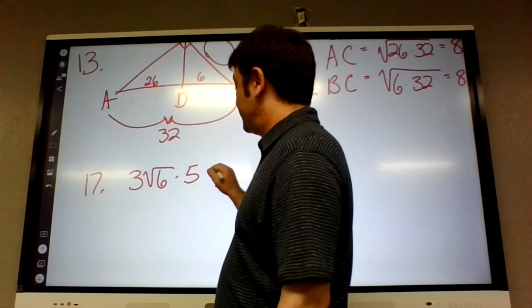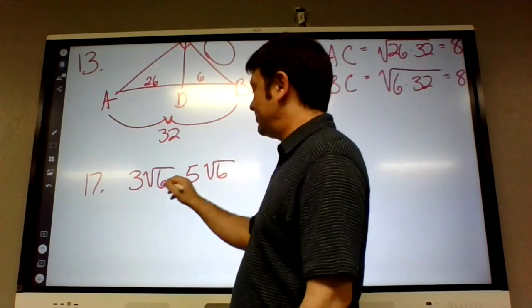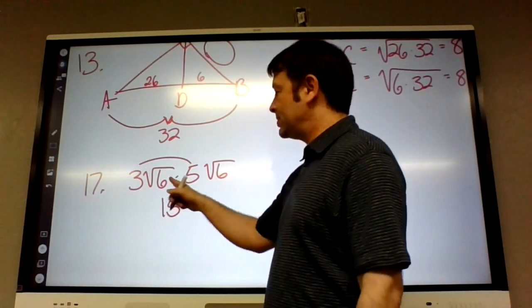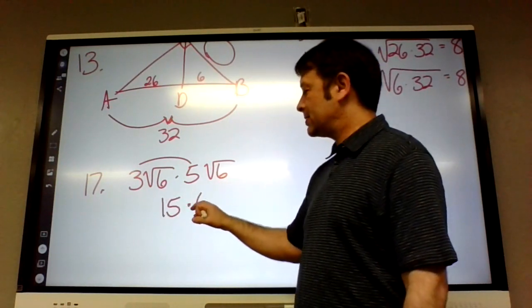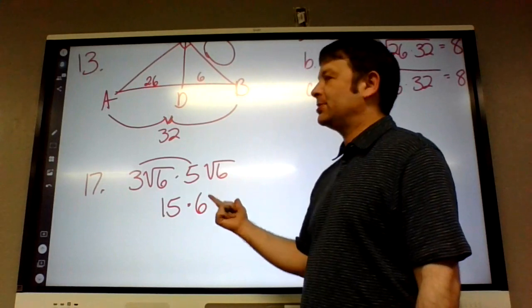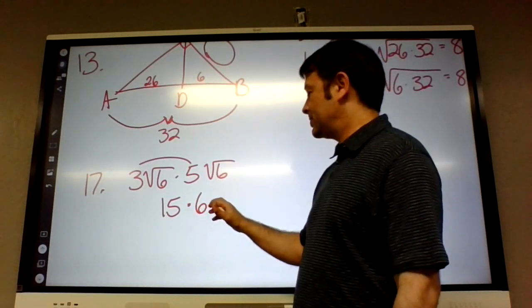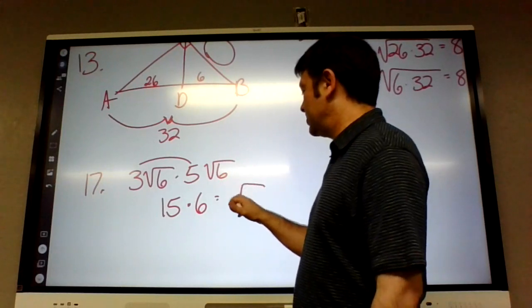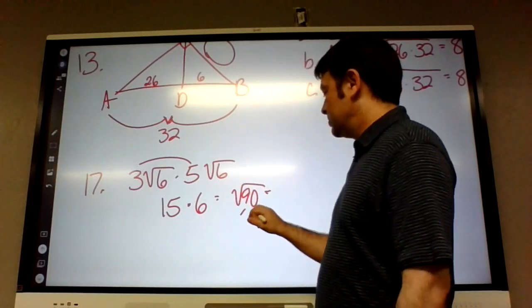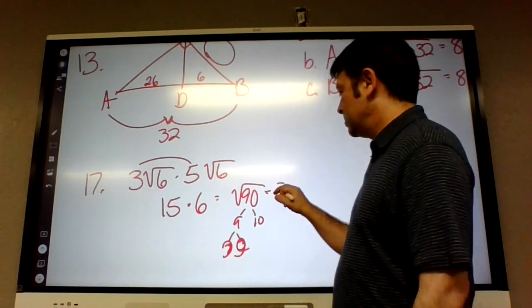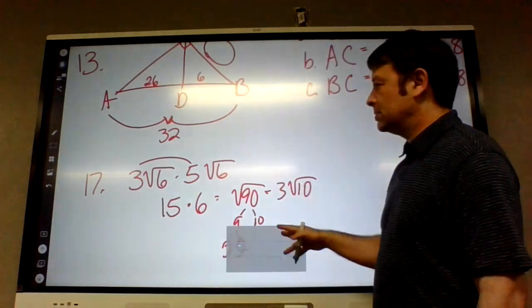3 square root of 6 times 5 square root of 6. 3 times 5 is 15, and square root of 6 times square root of 6 is square root of 36, which is 6. Okay, and then 15 times 6 is 90, but we gotta do the square root of 90, which is 3 square root of 10.